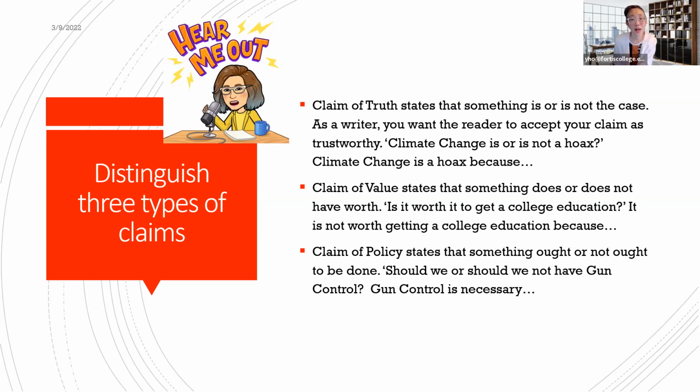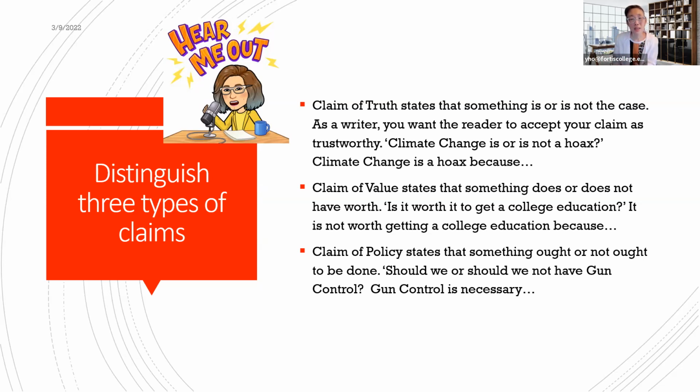So that's a claim of value. Now, the most common kind of thesis statement that we're going to be dealing with is a claim of policy. Should we or should we not have gun control? Then that would be a research question. Remember that the answer to your research question becomes your thesis statement. And so the thesis statement would be, gun control is necessary because.